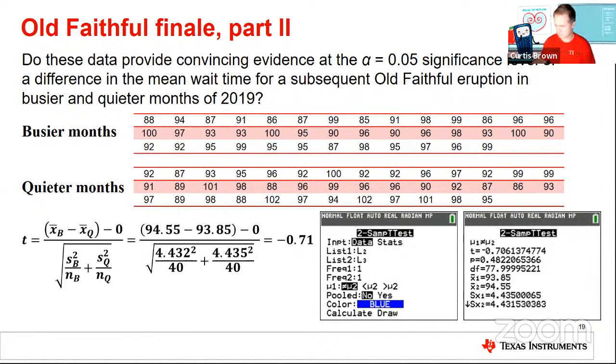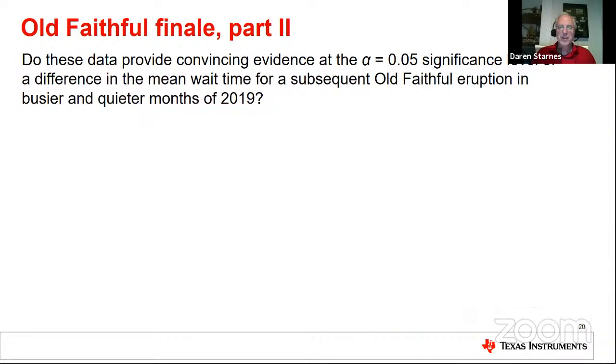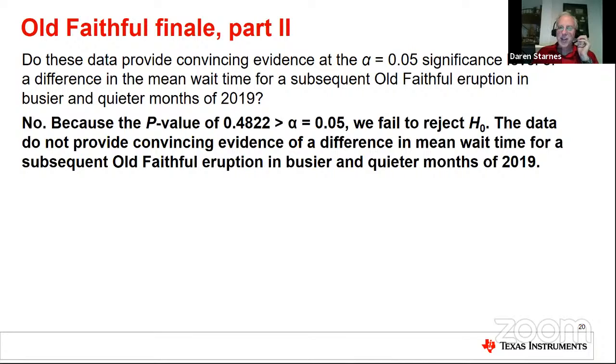So the p-value is pretty high, 0.48. That's not a very unusual result if the null hypothesis is true. So I think we're ready to officially make the conclusion. No, these data do not provide convincing evidence of a difference in average wait time for subsequent Old Faithful eruptions in busier and quieter months of 2019.